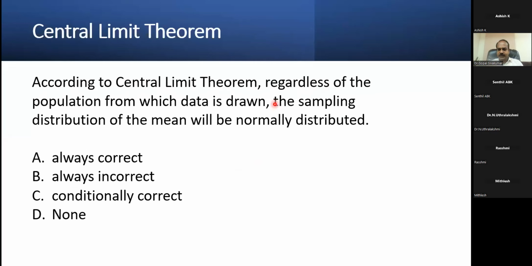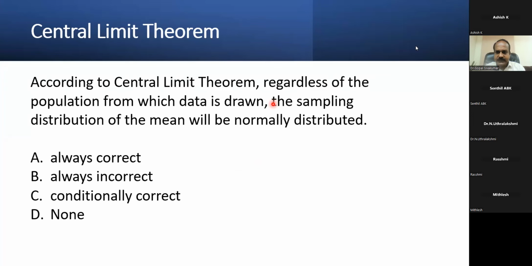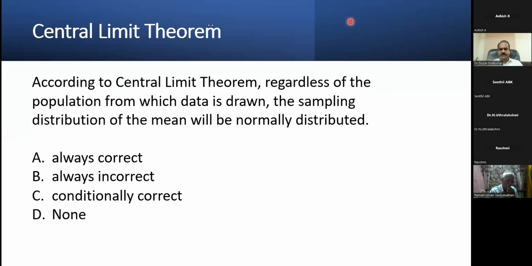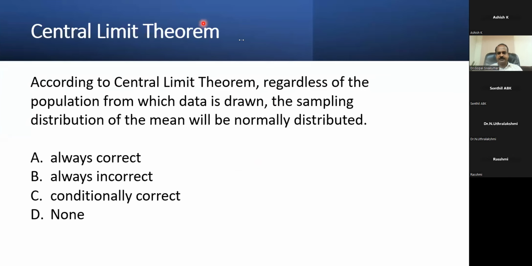Now, central limit theorem, I hope you all have studied. This is a theoretical question, but it requires thorough understanding of the central limit theorem. According to the central limit theorem, regardless of the population from which data is drawn, the sampling distribution of the mean will be normally distributed. Is this statement always correct or always incorrect? Or is it conditionally correct or nothing is applicable? What is your choice now?